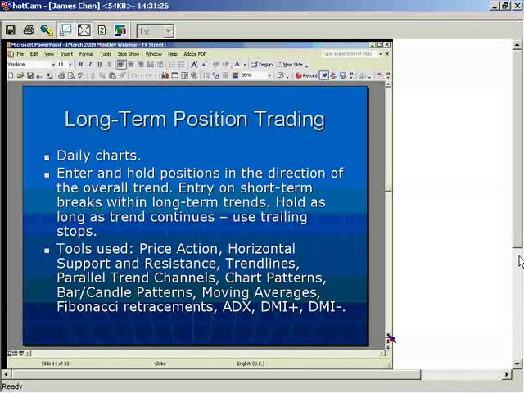So you're entering short-term breaks within long-term trends, and then you're holding it as long as the trend continues using trailing stops. I talk a lot about manual trailing stops, and I think many of you have heard that before. When I talk about manual trailing stops, in terms of locking in your profits, if the trend continues to go in your direction, you're moving the stop manually at different dips or pullbacks in the market to lock in your long-term position. But generally, in terms of entry, again, it's your short-term breaks within long-term trends.